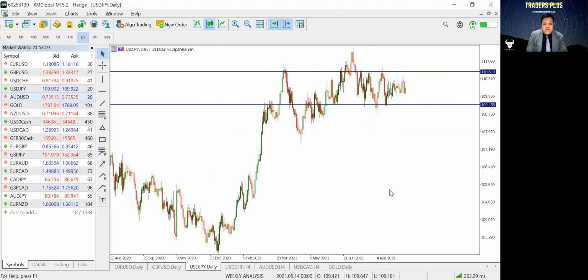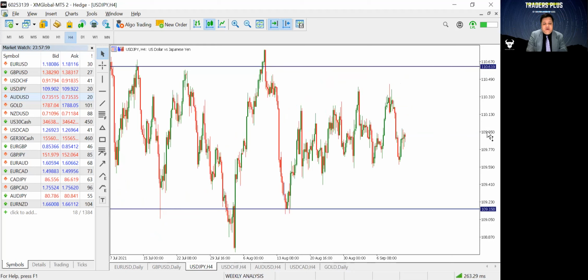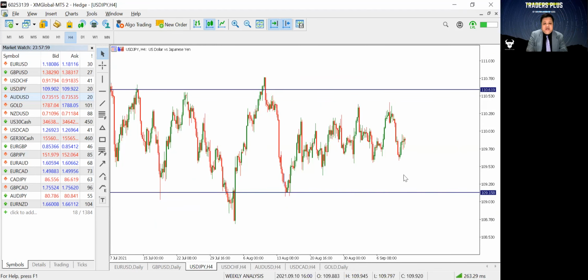Okay. So ito, this is a clear ranging na galawan. Upper bound, lower bound niya, parallel. But where would be potential na takbo nito? It's currently in the middle of both bounds, no? North and south for the daily. Now let's check the H4. Alright. So ganun din, medyo gitnang gitna, no?